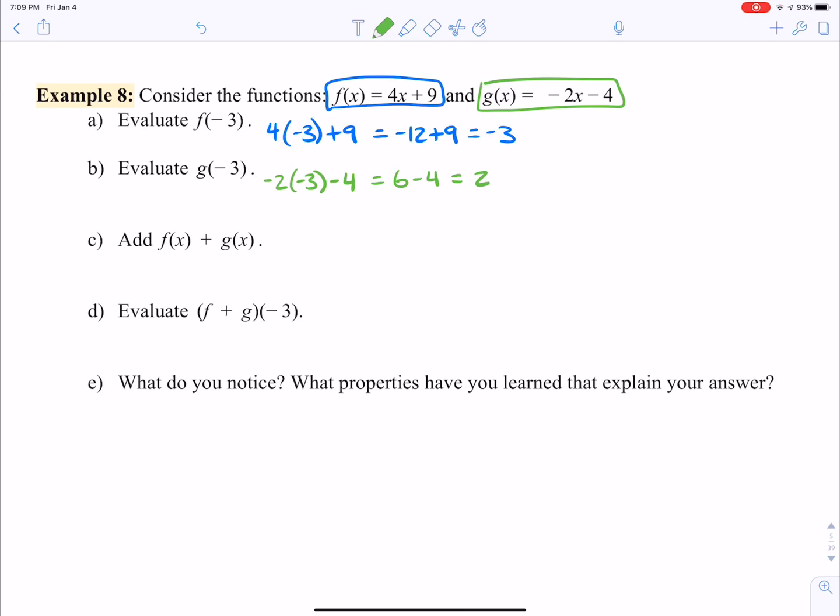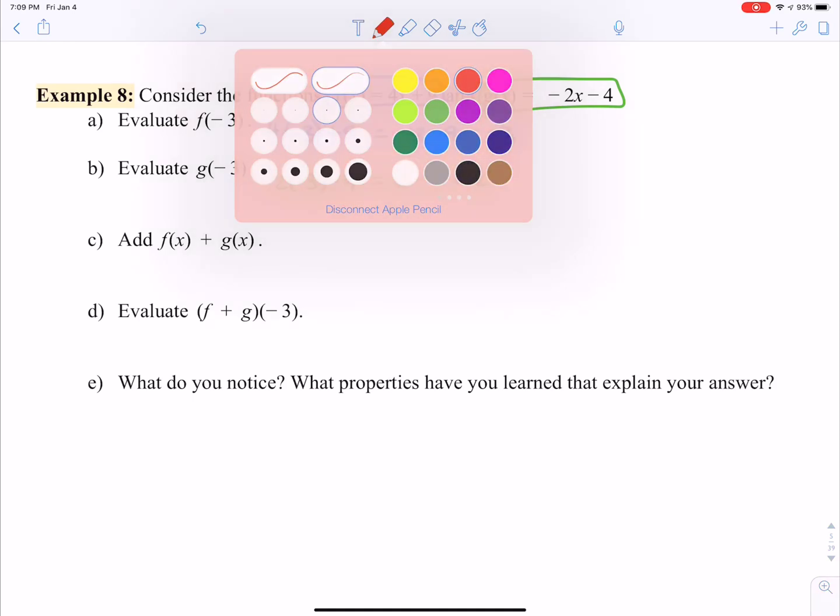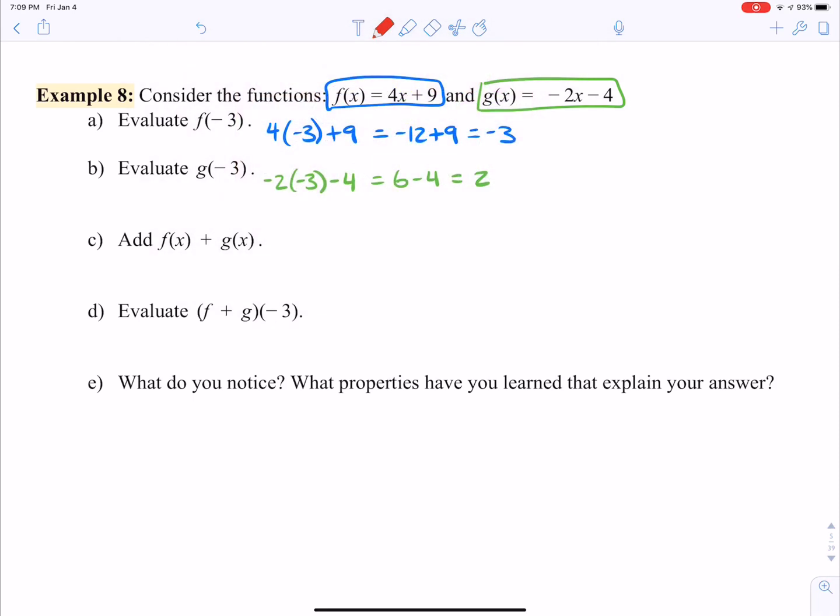All right, let's take a look at the next one. So C is saying to add f of x plus g of x. So if we add f of x plus g of x, that would be 4x plus 9 plus negative 2x minus 4. So if we combine like terms, that would give us 4x minus 2x is 2x. 9 plus negative 4 is 5.